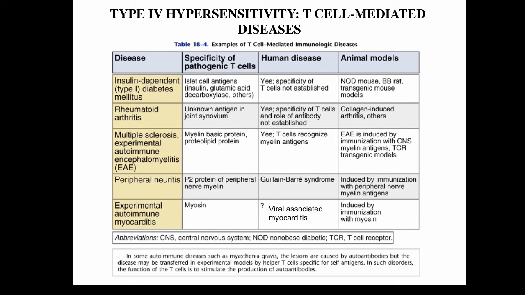Type 4 hypersensitivity responses are mediated by T cells. This slide just gives a couple examples of those. One good example is type 1 dependent diabetes or insulin-dependent diabetes, where you have an immune response targeted very specifically to the beta cells within the islets of Langerhans and is thought to be primarily mediated by cytotoxic T cells.